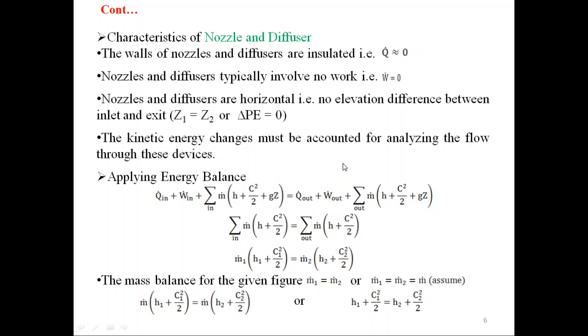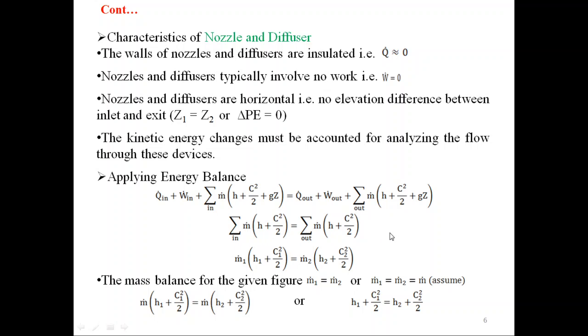Next, nozzle and diffuser are horizontal, that is, no elevation difference between inlet and exit, that is Z1 equal to Z2, or we can say change in potential energy equal to 0. So this term will also be eliminated, this gZ term. Kinetic energy change must be accounted for in analyzing the flow through these devices. So we have to count the kinetic energy change. So what is left after eliminating Q dot, W dot and gZ?